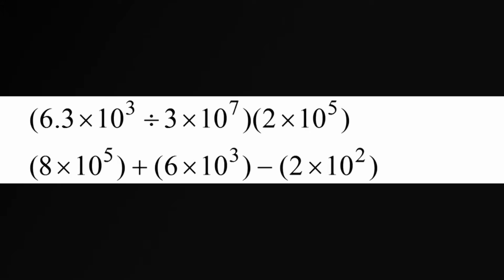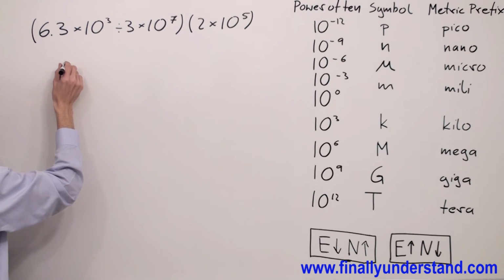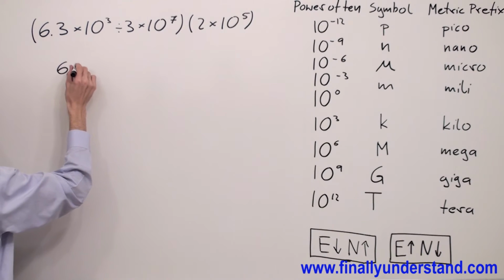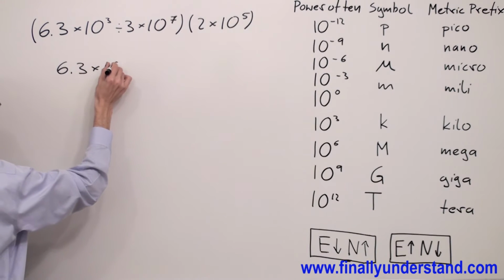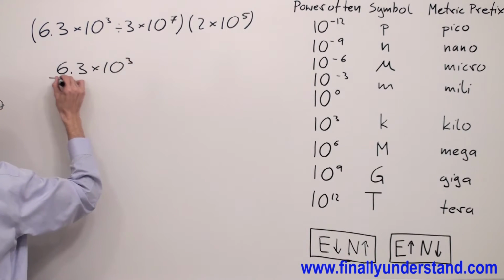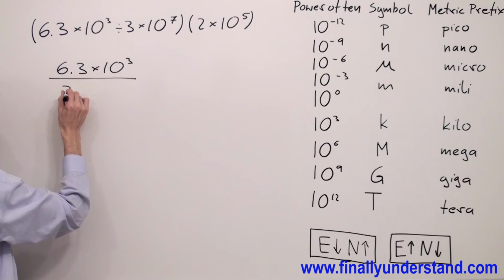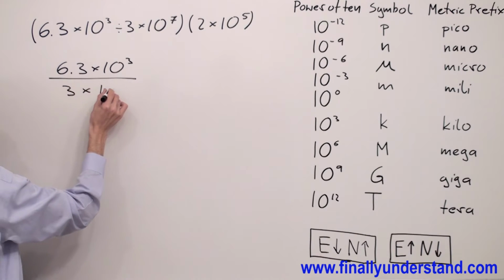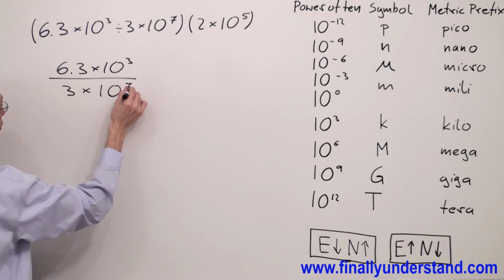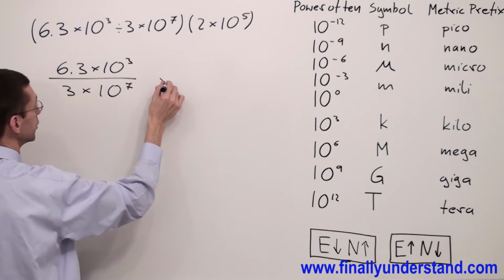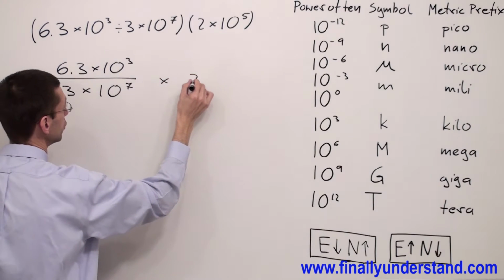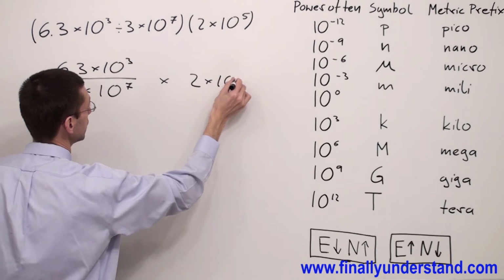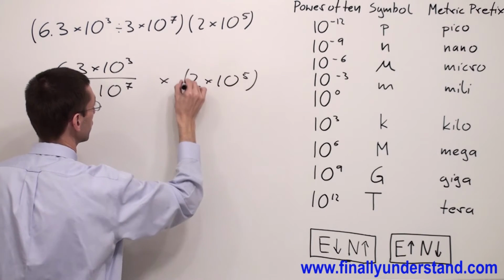Let's take a look at the first example. I'm going to rewrite this division in fraction form. So I have 6.3 times 10 to the third over 3 times 10 to the 7, and everything has to be multiplied by 2 times 10 to the fifth.